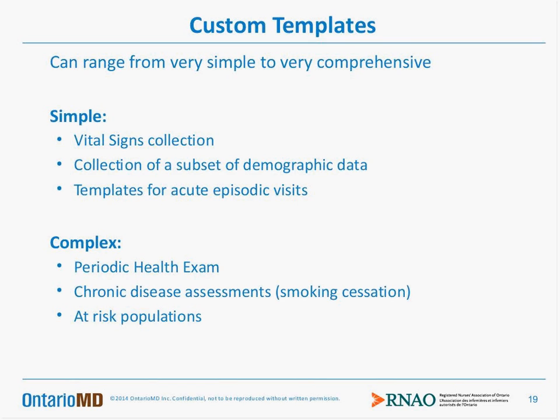Collection of a subset of demographic data. So if there's something in your population that you identify, you can do a very quick stamp to capture even a yes or no answer from your patient. And also templates for acute episodic visits, your typical cold or your child with an ear infection or UTI. Also quick to develop and very easy to change in most systems. And so the more complex ones would be obviously a periodic health exam or a preventative health care visit, the chronic disease assessments like smoking cessation, diabetes, that type of thing, assessments for more at-risk populations in your practice.